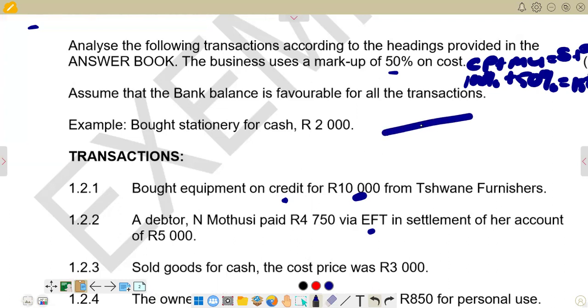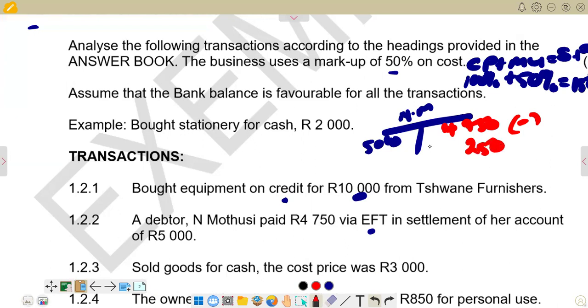So basically, the scenario is like this. This is Motus's account. The 5,000 that we have there is on the debit side. Upon payment, when this debtor is paying, we put 4,750 on the credit side, and this is a negative because we are crediting an asset. Then there's a difference of 250, which we also credit so that we clear the amount. This 250 is going to be the discount allowed.